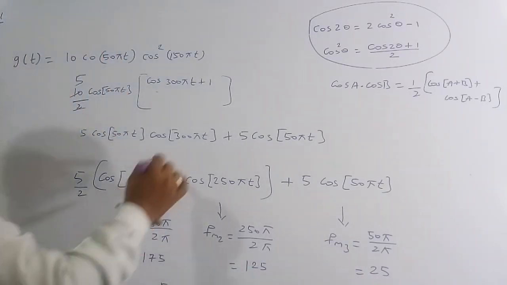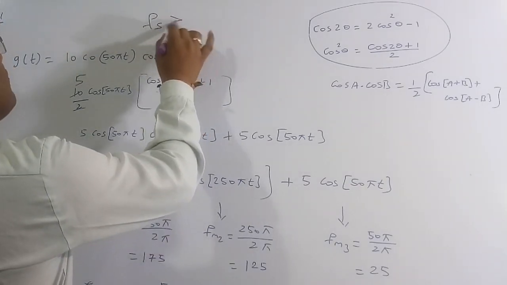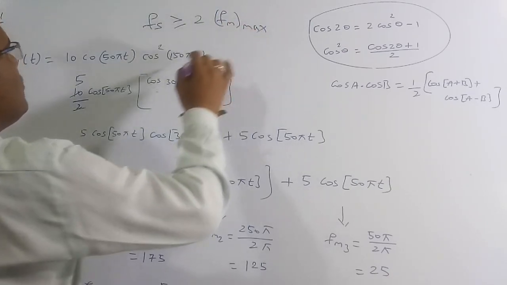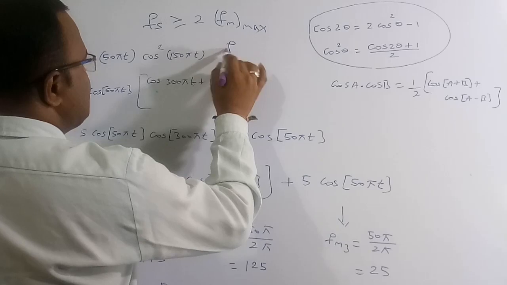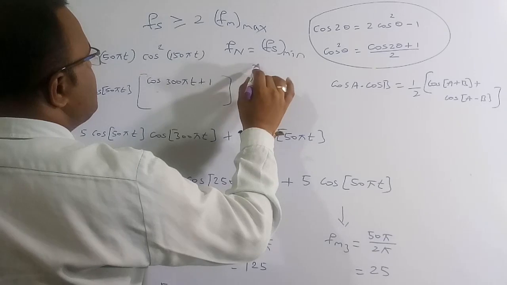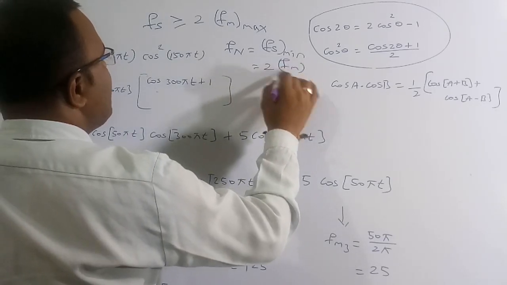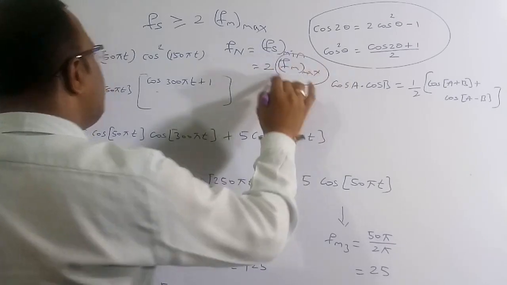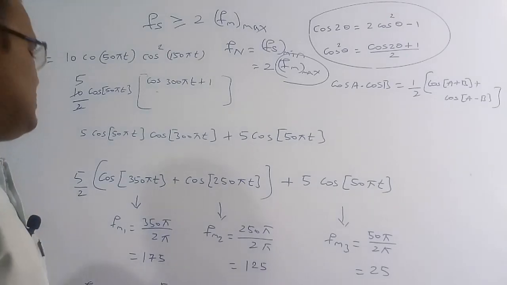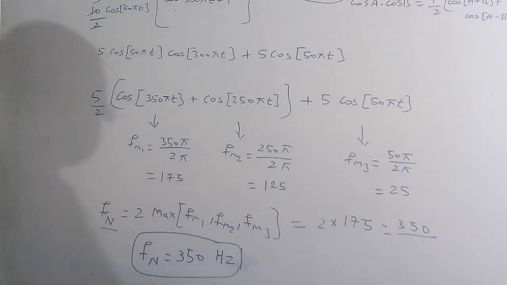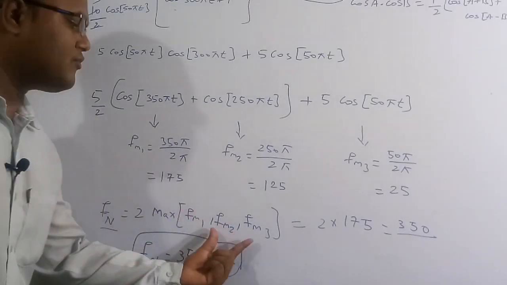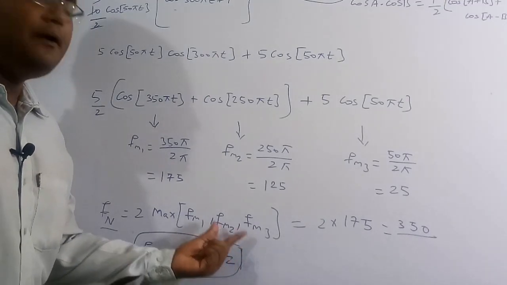The sampling frequency always has to be greater than twice the maximum message signal frequency. This Nyquist frequency is called the minimum sampling frequency, which is equal to twice the maximum message signal frequency. Out of all the message signals, we have to take only the maximum message signal frequency. So the Nyquist frequency is equal to twice the maximum value of all the individual message signal frequencies.